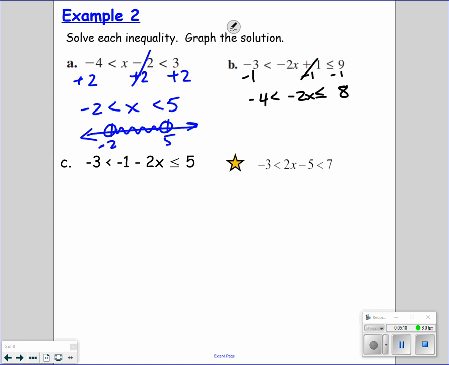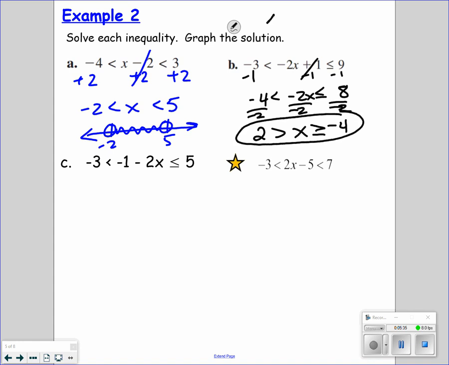Now, this gets us to another topic that ultimately we learned earlier in the chapter. I'm going to divide by a negative. Dividing by a negative or multiplying by a negative is a red flag. All the symbols must switch. So now notice that everything is going in the opposite direction. That doesn't mean the graph is that way.